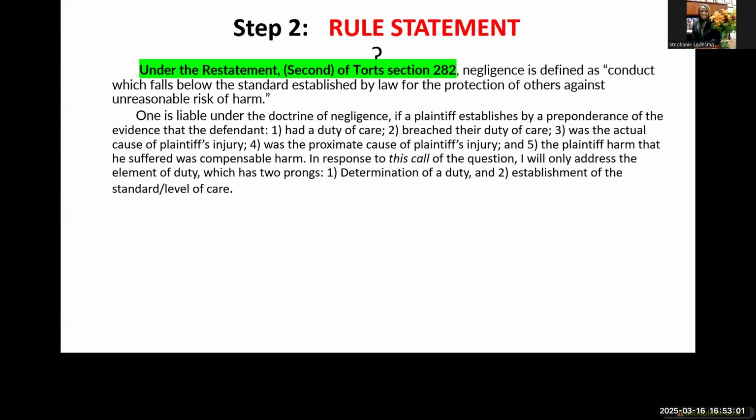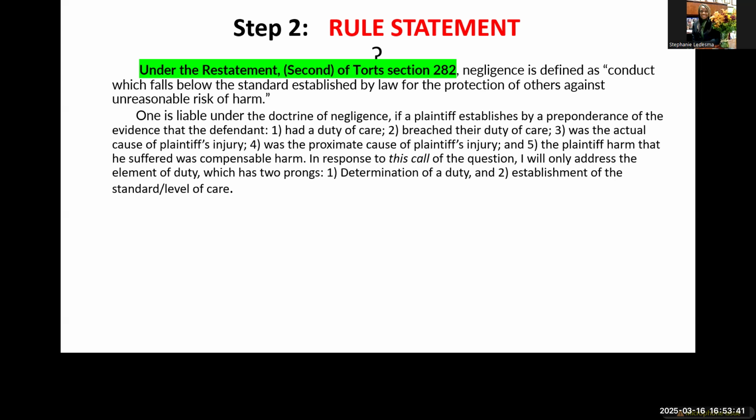Well, the first question that was asked is whether or not Tom is going to be successful in a suit in negligence against Eli. If we're talking about negligence, in order for Tom to be successful in the claim of negligence, he's going to have to satisfy all 5 of those elements. That's a question that's being asked, and there's a rule for that. There's my blanket rule.